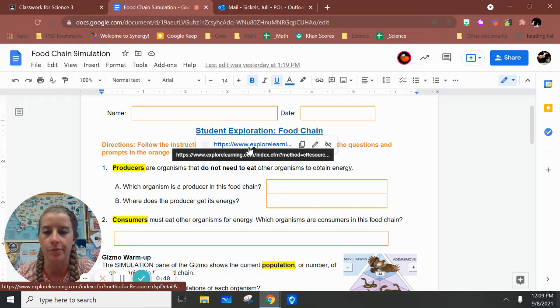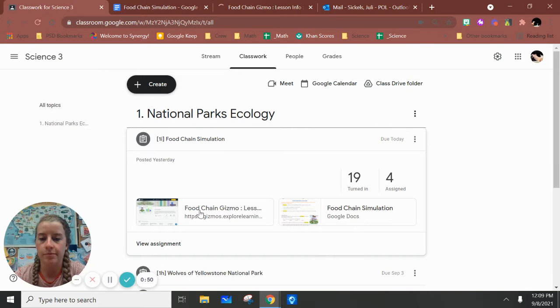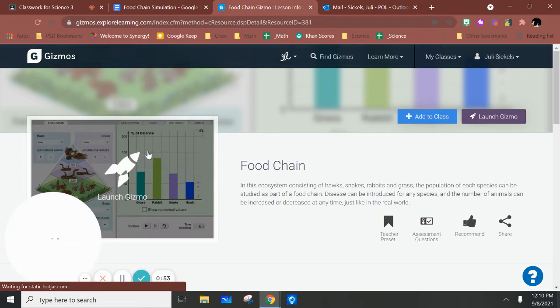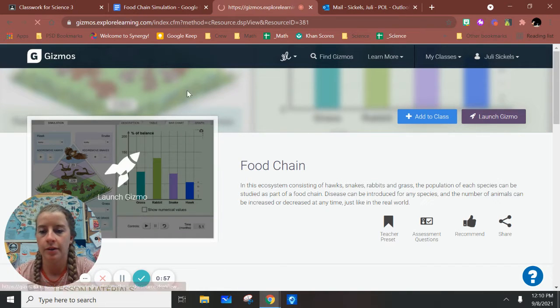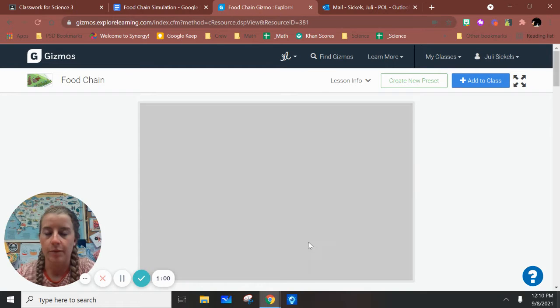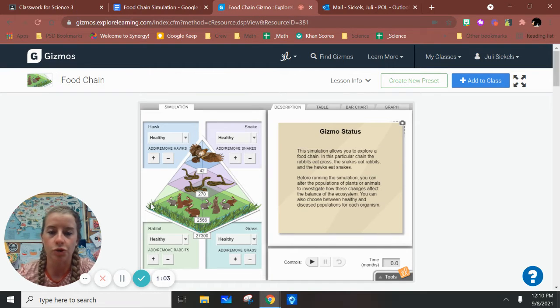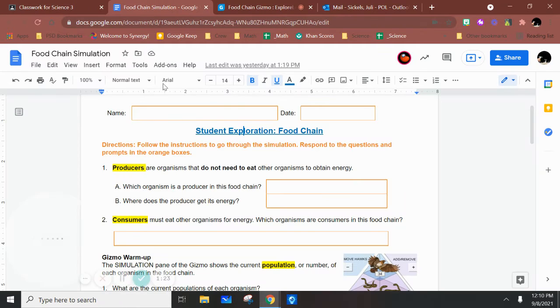So let's get the gizmo open. This is the same link that I just opened here from the document. Make sure that you're logged in, and watch that first video I sent if you're not sure how to get logged in. You can hit launch. Basically this is a simulation that will show you 4 different organisms together in an ecosystem rather than just 2, like we studied with the hare and the lynx. So we've got a hawk, a snake, rabbits, and grass. Now we can use that simulation to help us answer the questions.